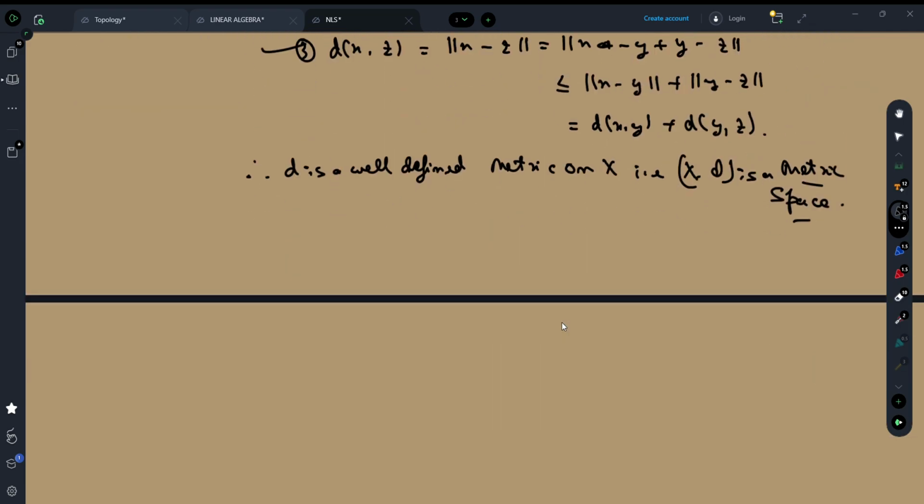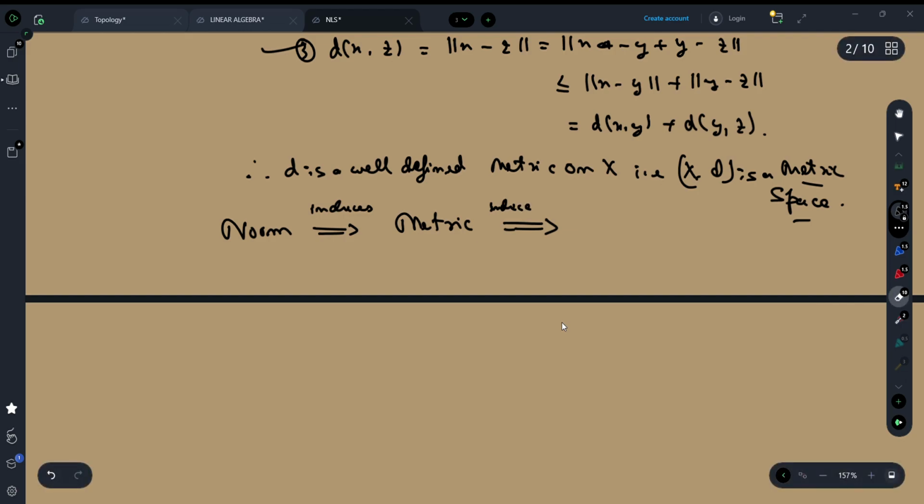So what conclusion can we draw from here? We can conclude that a norm actually gives a metric as well, and the term we use is that the norm induces a metric. Now, one thing which we have read in the previous class, at least I assume we have, is that any metric will induce a topology. Any metric induces a topology. How does it do so?